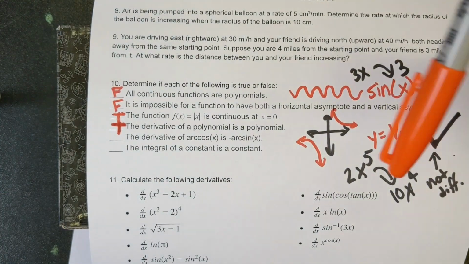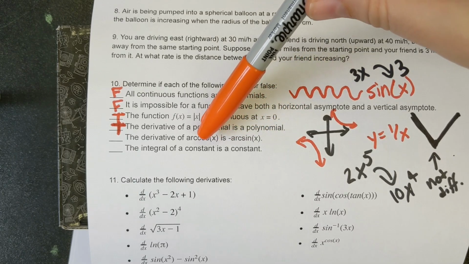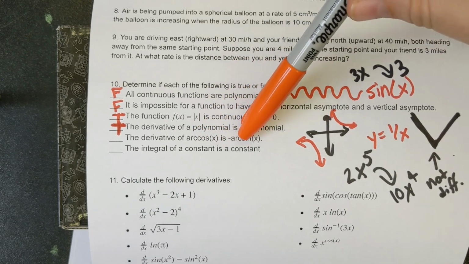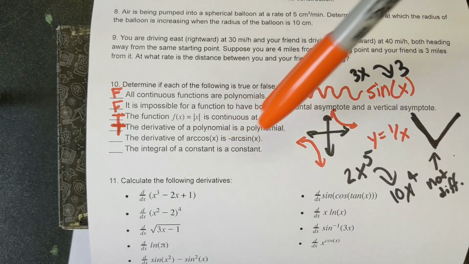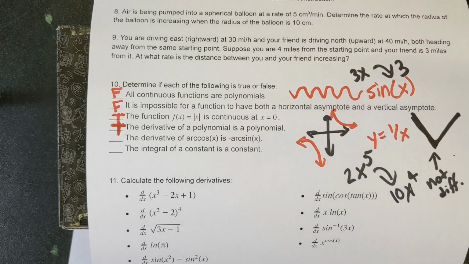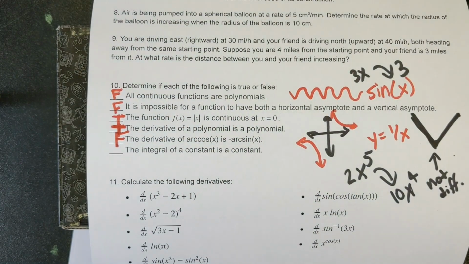The derivative of arc cosine is arc sine. Now this is throwing you off, minus arc sine. It is true the derivative of cosine is minus sine, but the derivative of arc cosine is this complicated -1 over the square root of 1 minus x squared. So that's false. That's just seeing if you remember the derivatives of sine and arc cosine.